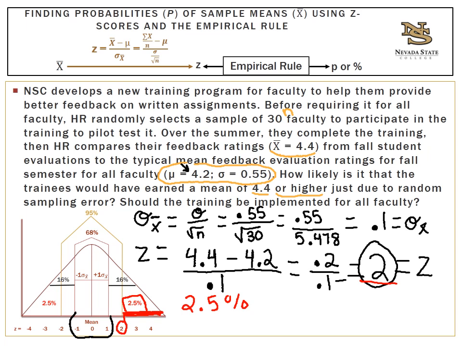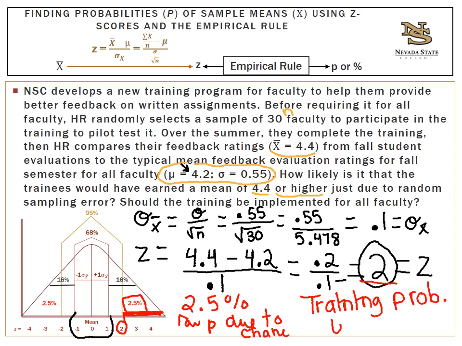The sample no longer represents the population, so it'd be very unlikely to randomly get a sample mean of 4.4 from a sample of 30 from this population. So 2.5%, it's a low p that you would get this due to chance. So you probably got this mean because the training probably worked. So would you implement it? Yes. You're confident that the reason you got that higher mean is because of the training and not due to sampling error.